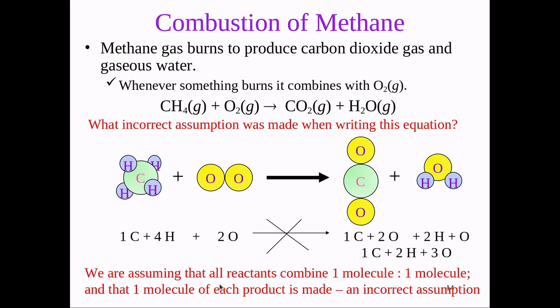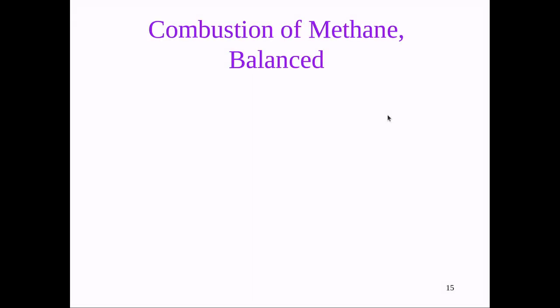And that's because we assumed that all the reactants combine in a 1 molecule to 1 molecule ratio, and that 1 molecule of each product was created. So we assumed that 1 methane molecule is going to react with 1 oxygen molecule to produce 1 molecule of carbon dioxide and 1 molecule of water. But most reactions rarely work this way. So let's see how we fix that. How do we balance this equation?